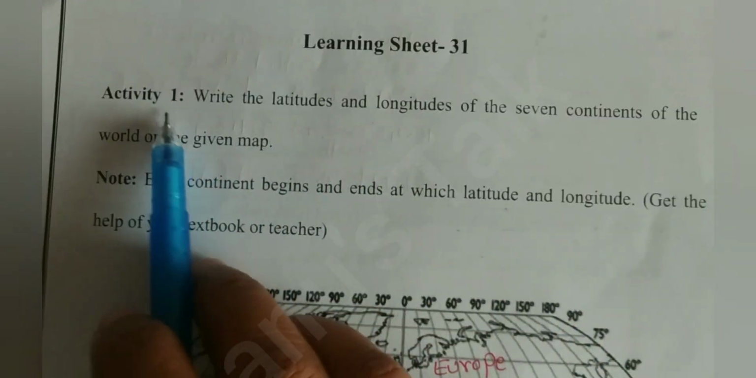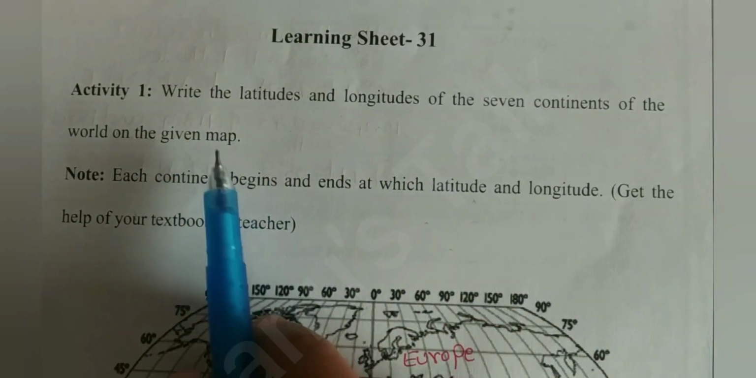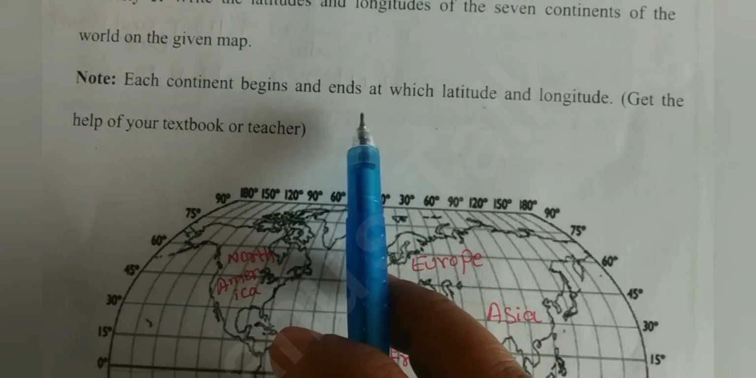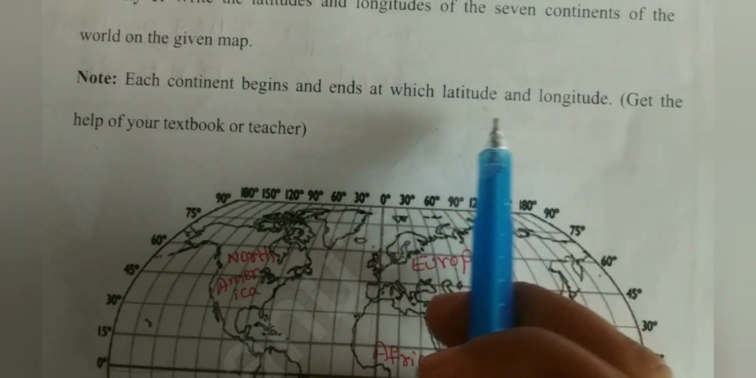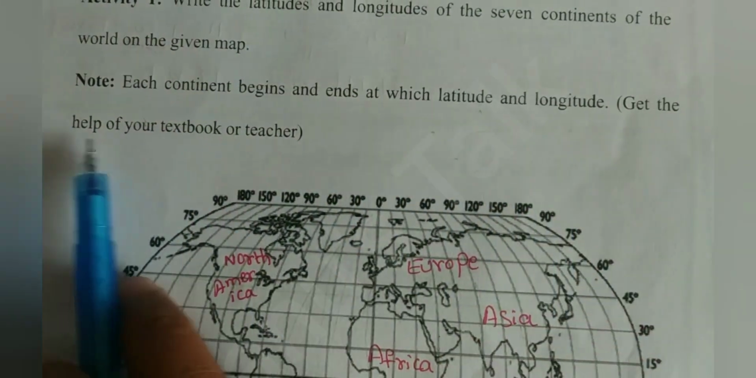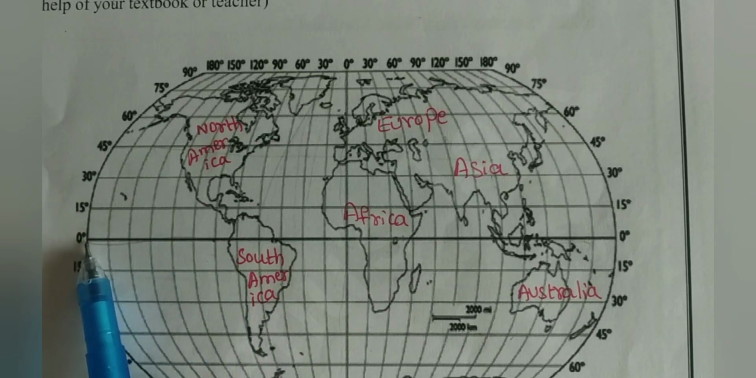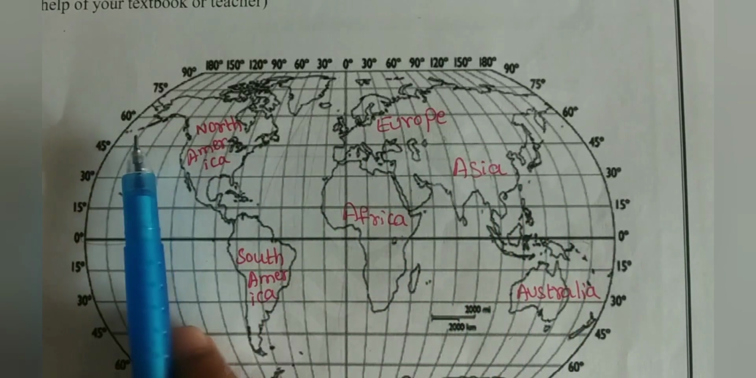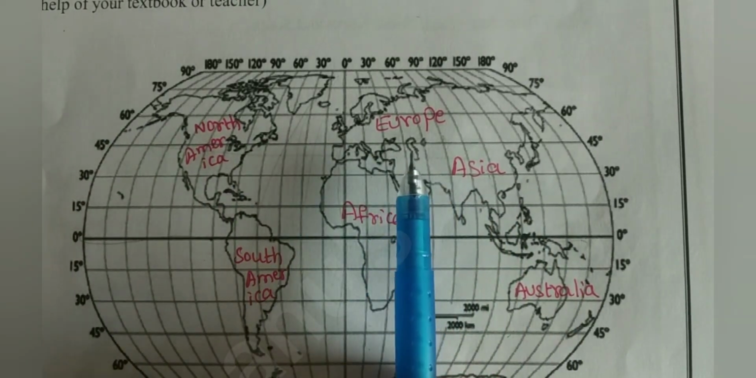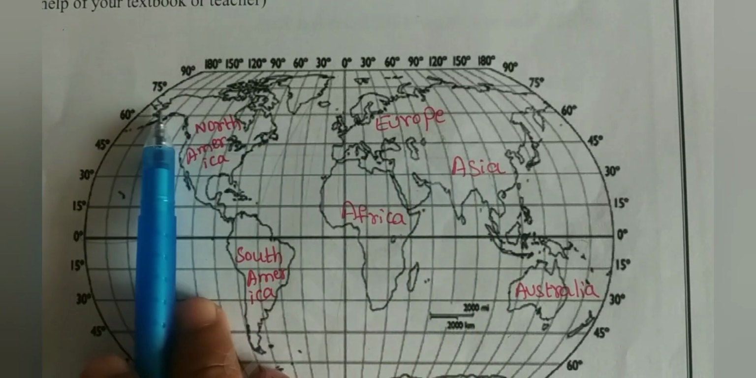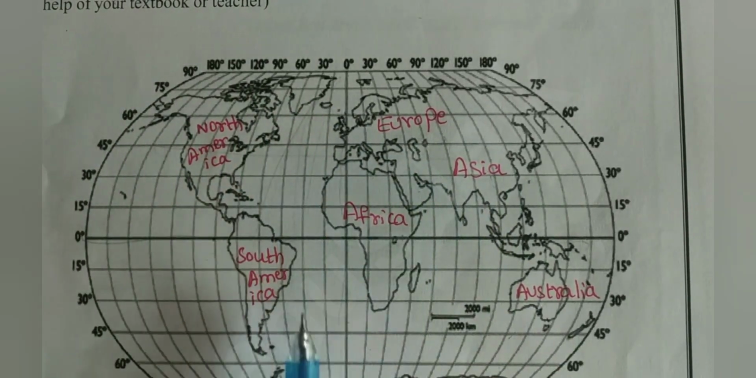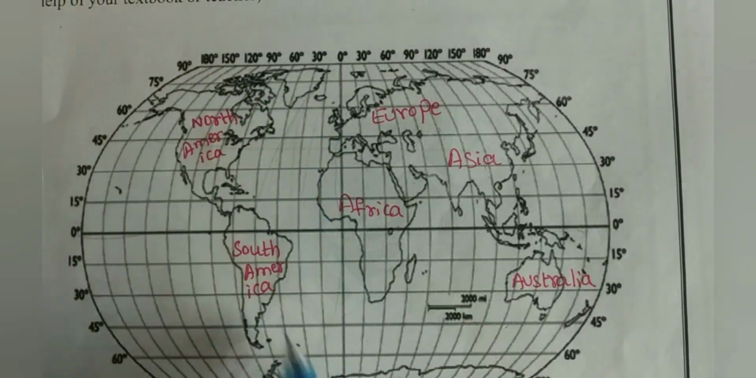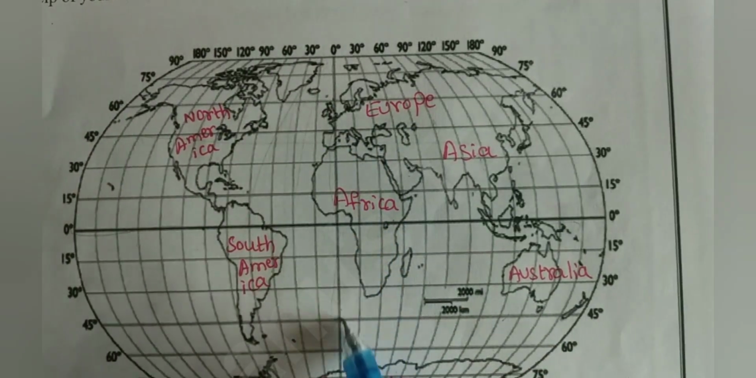Learning sheet 31, activity 1: write the latitudes and longitudes of the 7 continents of the world on the given map, and each continent begins and ends at which latitude and longitude. Get the help of your textbook or teacher. Now you know this is the equator, right? And these are the latitudes, imaginary lines. They are drawn for our convenience. There are no lines on the earth, fine. And these are the vertical lines, they are the longitudes, you can see here, 0 degree, fine.